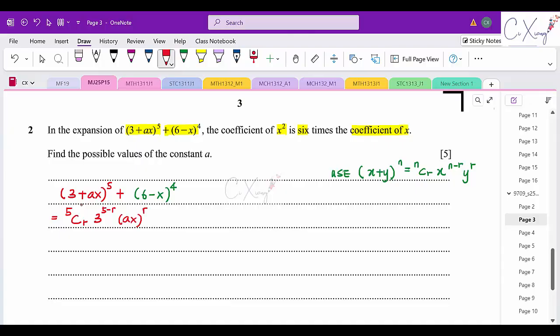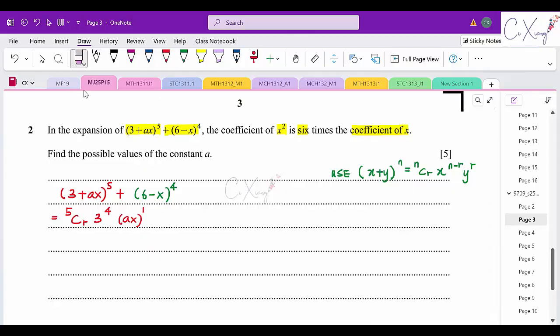And you know that according to the question, we are interested in the coefficient of x, the x power 1. How can I get x power 1? For this general formula here, you need to make sure that your r is 1. If you make sure that your r is 1, you'll be having a power 1 and x power 1 later, right? So 5 minus 1, you'll get a 4.